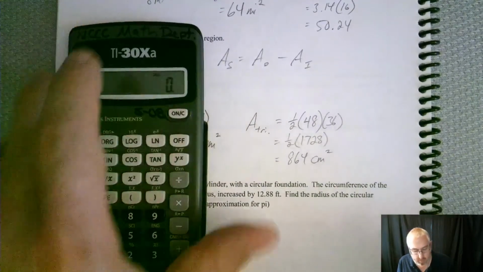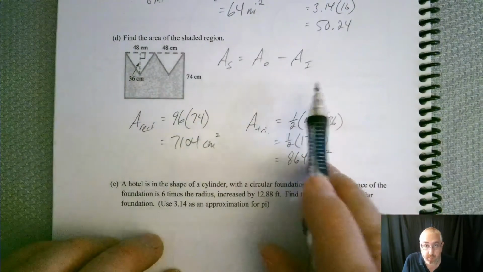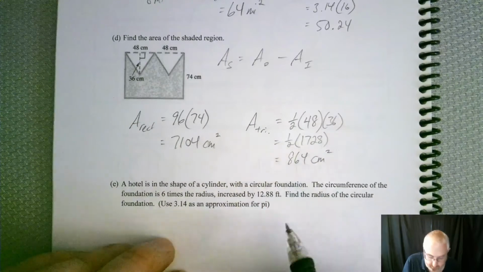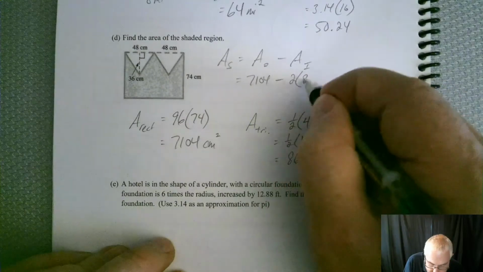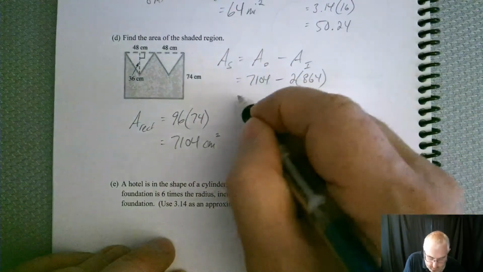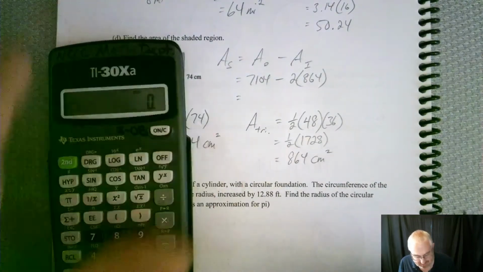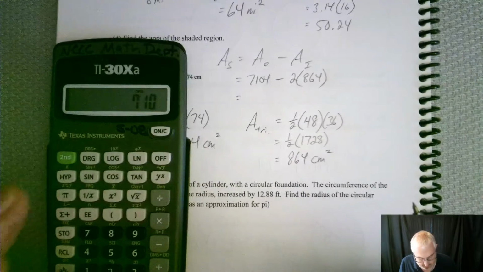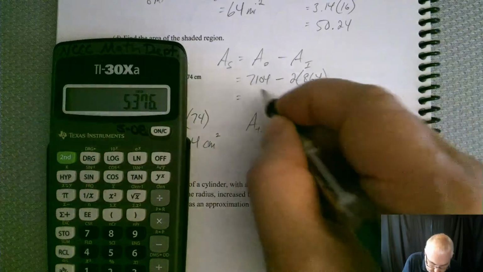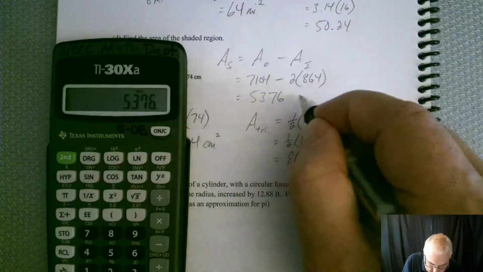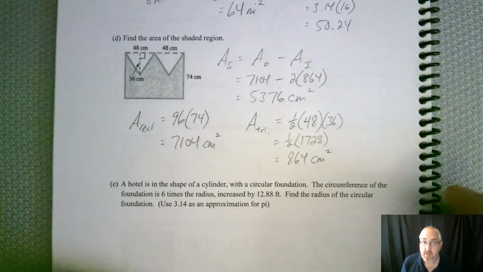So now we got our triangle. So when we get into our formula, we just got to be careful. Remember, there's two triangles we got to put in there. So we want the 7104 minus 2 times 864. Well, 2 times 864 we already know is 1728. So we just have to subtract 7104 minus 1728 equals 5376, and then we'll put our units in there. And so that should be it.